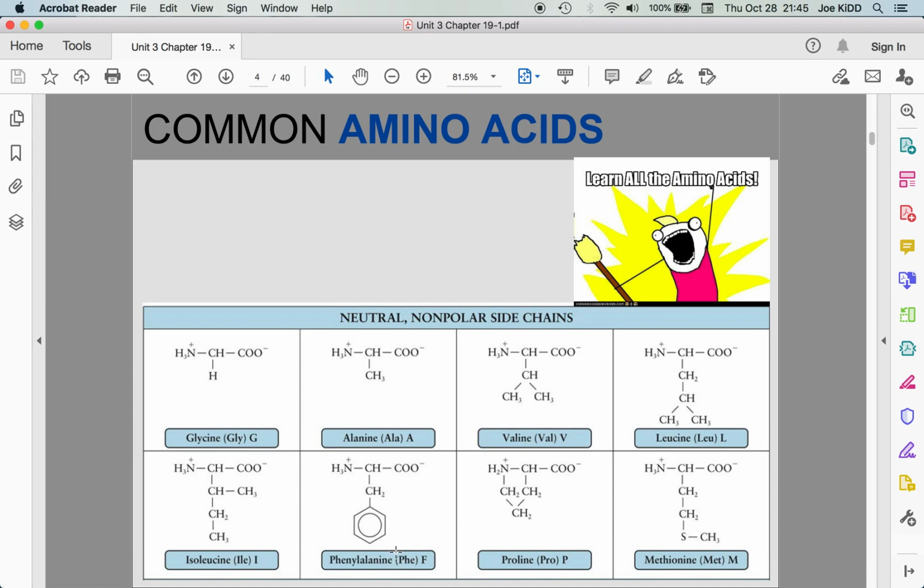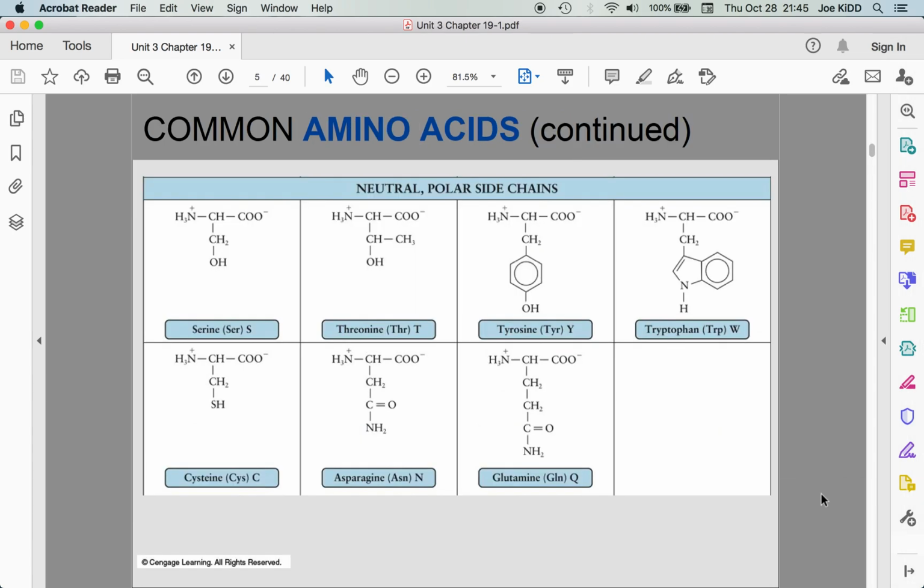Phenylalanine has a phenyl group. Proline is another weird one because proline is cyclic. If you see here, the R group actually binds in on the amino side of the backbone. Methionine. These are all neutral and nonpolar. From here we can go to neutral, but polar side chains. As we said, these would be things that contain hydroxyl groups or other polarly charged, electronegative portions in the R groups.